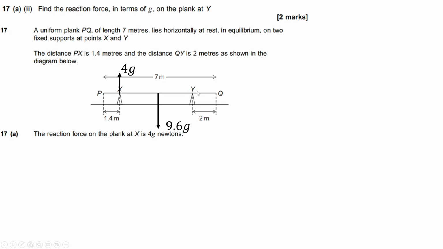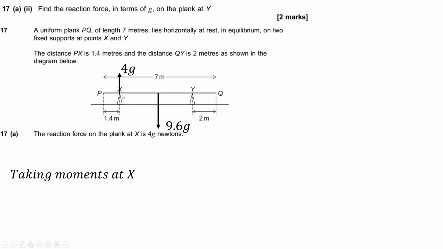Find the reaction force in terms of g on the other plank, Y. Okay, so Y is here. There's a few ways that you can do it. Now, the easiest way to do it, which is not the way that I did it for some reason, is you just put the normal reaction force upwards here, and you'll say 4g plus R equals 9.6g because it's at rest. It's in equilibrium here, so all the forces on it must equal 0.